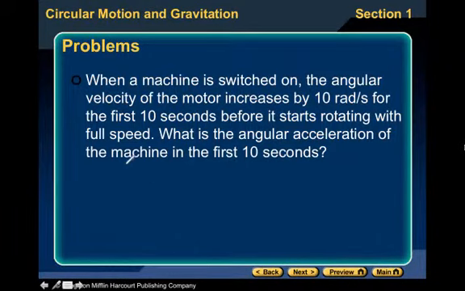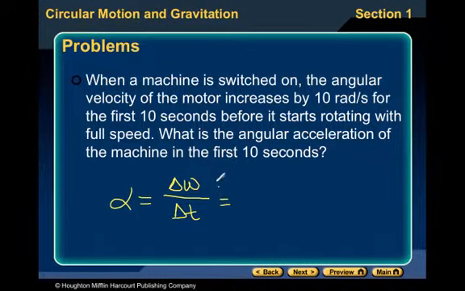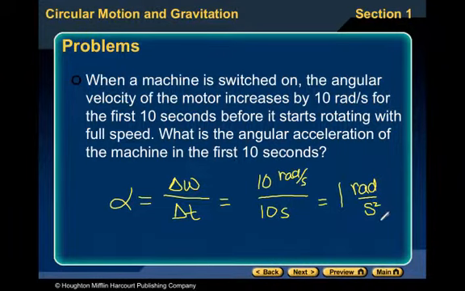Okay, when a machine is switched on, the angular velocity of the motor increases by 10 radians per second in the first 10 seconds before it starts rotating at full speed. What's the angular acceleration of the machine in the first 10 seconds? Angular acceleration, alpha. Our equation is change in omega over change in time. So for the first 10 seconds, it increases by 10 radians per second, so 10, and the time period is 10 seconds, so we would have 1 radian per second squared.